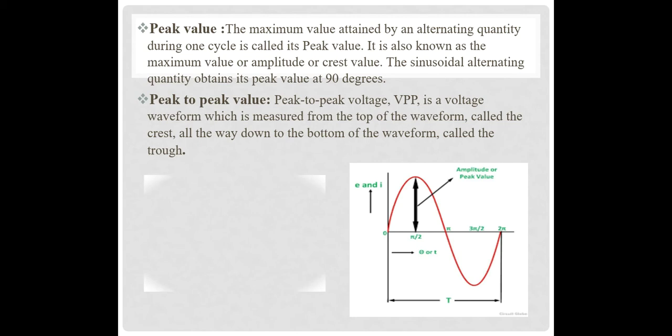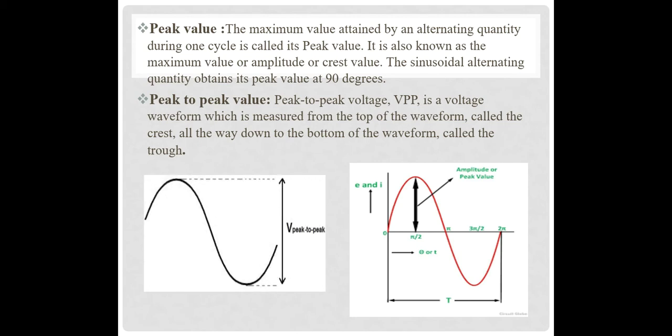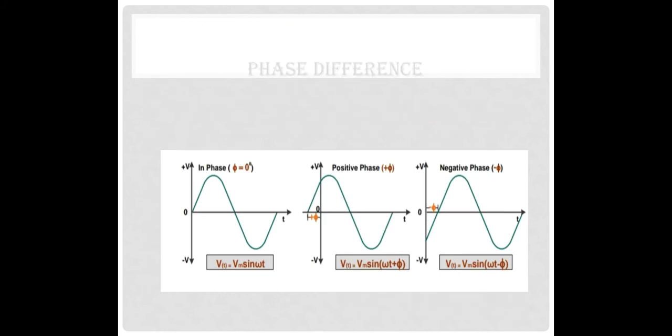The peak to peak value is measured from crest to trough over the entire cycle. That's the difference between these two. So moving on to next.